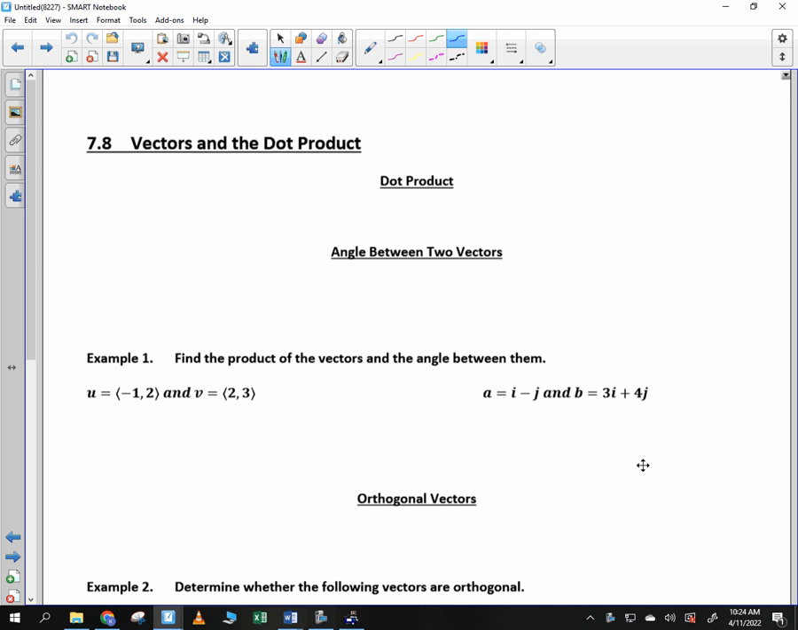We are going to do a couple word problems today, but we're going to start with our dot product and our angle between vectors. And the dot product is how we multiply vectors. And it's a little bit different than what you would think, but suppose we have vector u, and that's equal to a, b, and then vector v is equal to c, d.